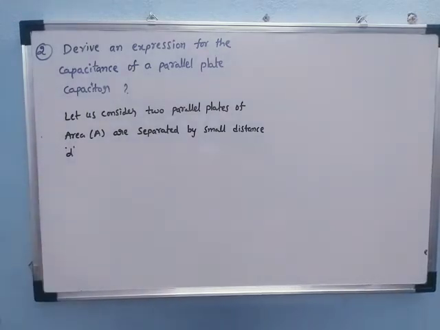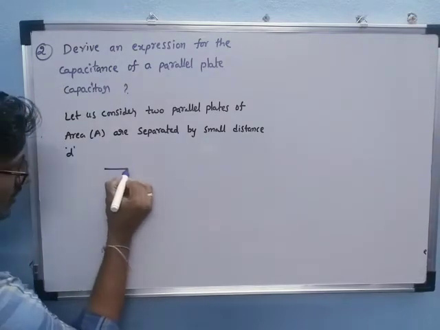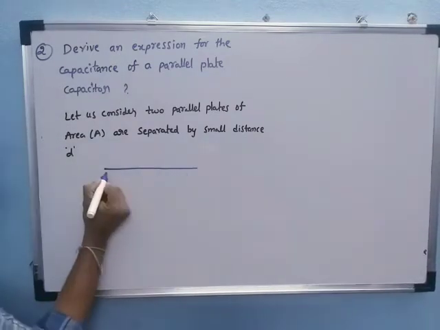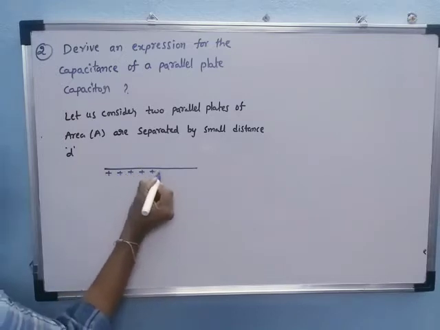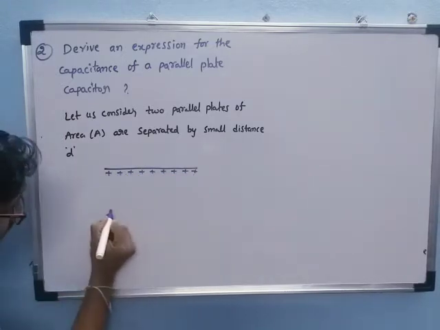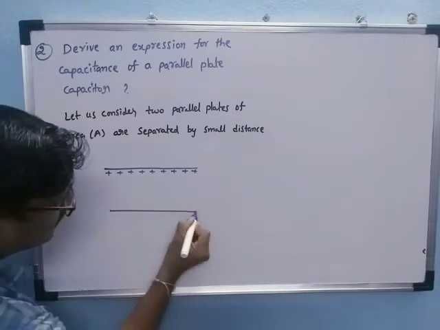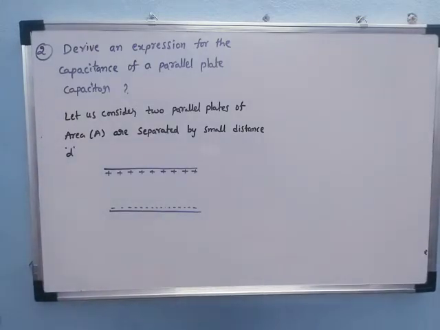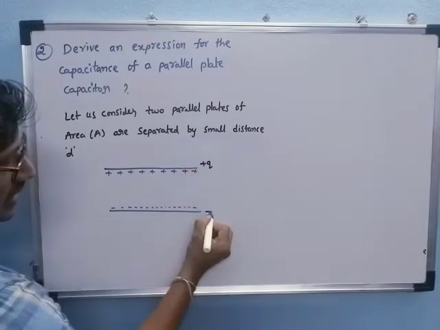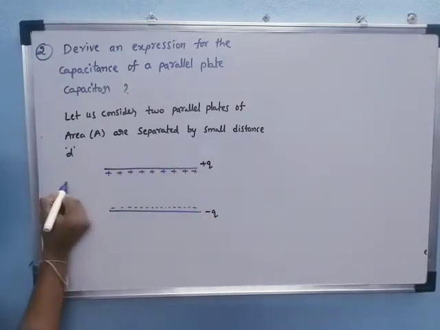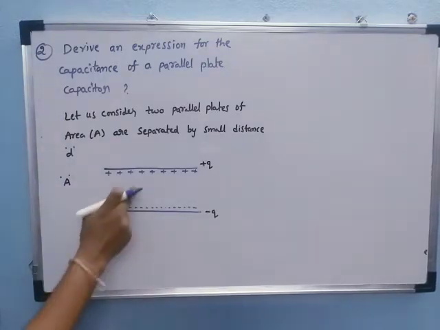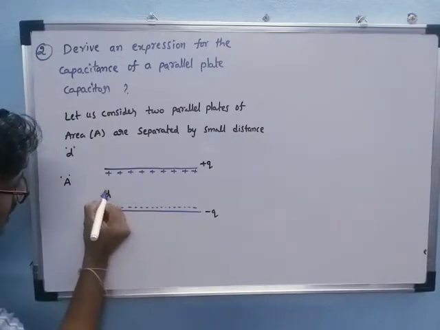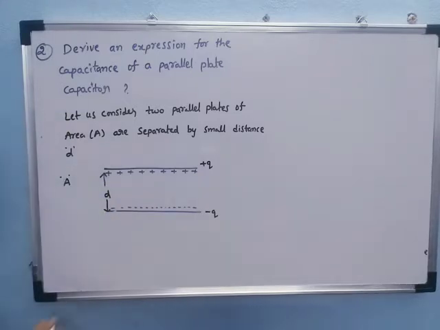Now we can draw this diagram. This is the first plate, which is considered the positive plate. This other plate is considered the negative plate. One carries positive charge and the other carries negative charge. The area of cross section is A, and the two plates are separated by a small distance d.